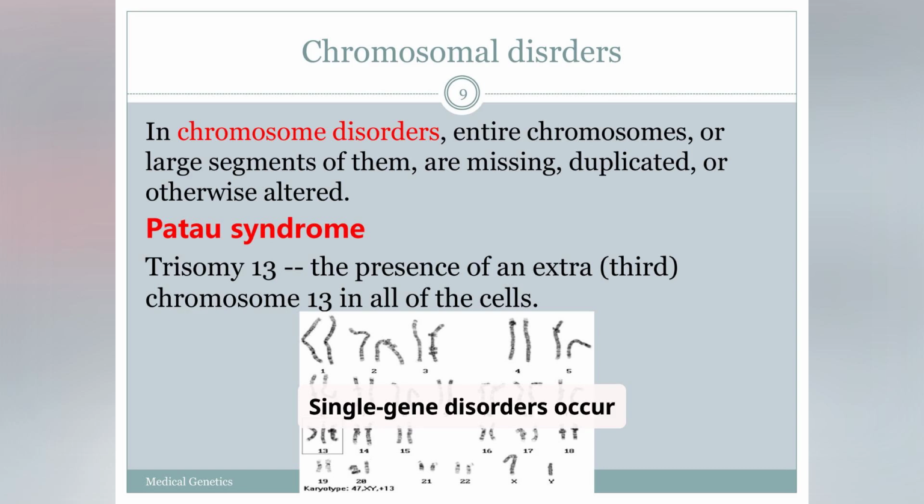Single-gene disorders occur when a mutation alters or eliminates the protein product of a single gene. Examples include cystic fibrosis, Fragile X syndrome, and sickle cell disease. These disorders often follow predictable patterns of inheritance, making them easier to trace within families.